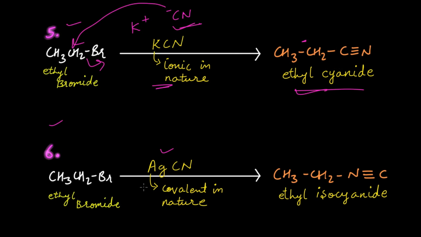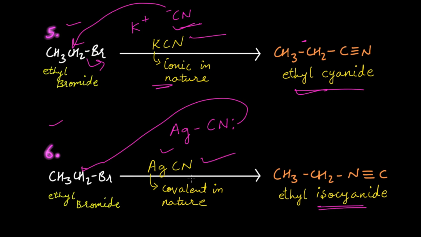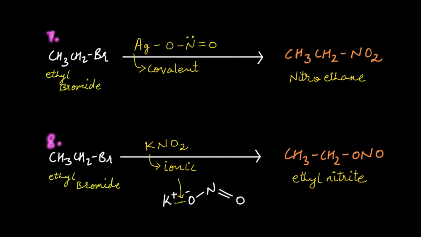In case of AgCN, it is kind of covalent in nature, right? So the attack will take place from nitrogen. This nitrogen will now attack the carbon, and you will get ethyl isocyanide. So remember, these two reactions are really important. Remember that KCN is ionic and AgCN is covalent in nature. That's why two different kinds of products are formed, right? I hope I am clear. Let's move to the next.